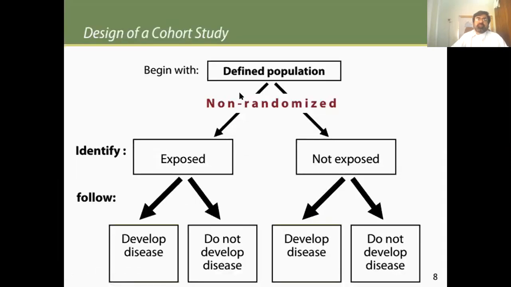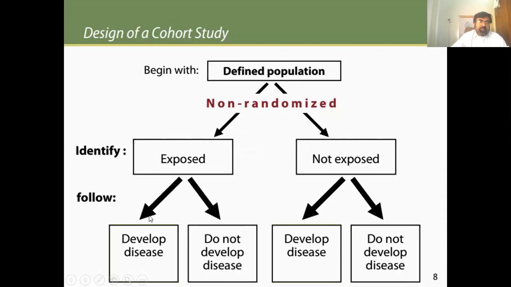Design of a cohort. Now we will move one step forward. In analytical studies, for a cohort study, define the population. There is no randomization, so you need not have any randomization. Randomization is the random division of individuals into two or more groups. Identify exposed and not exposed: the people who were exposed to a certain factor and another group who were not exposed to that factor.